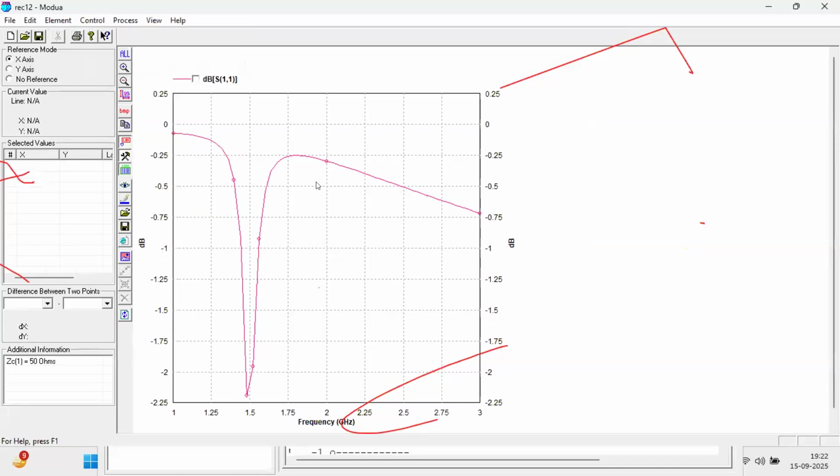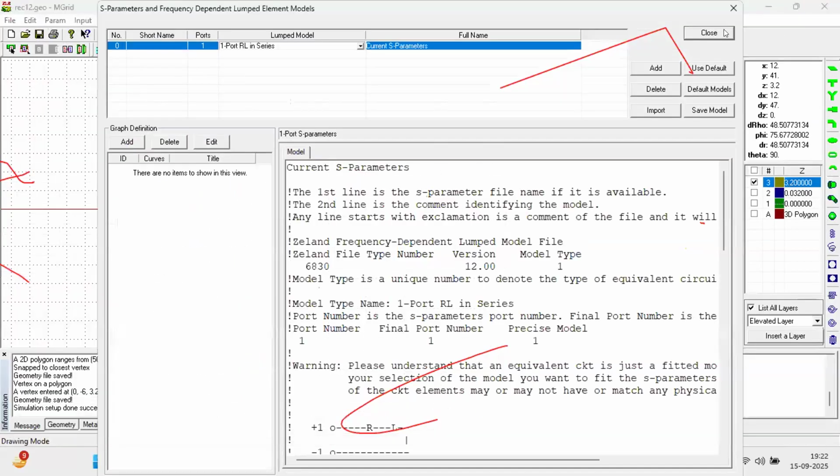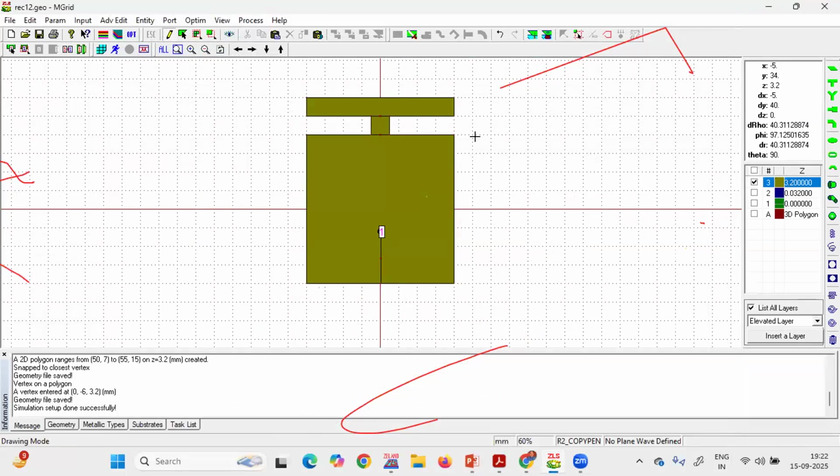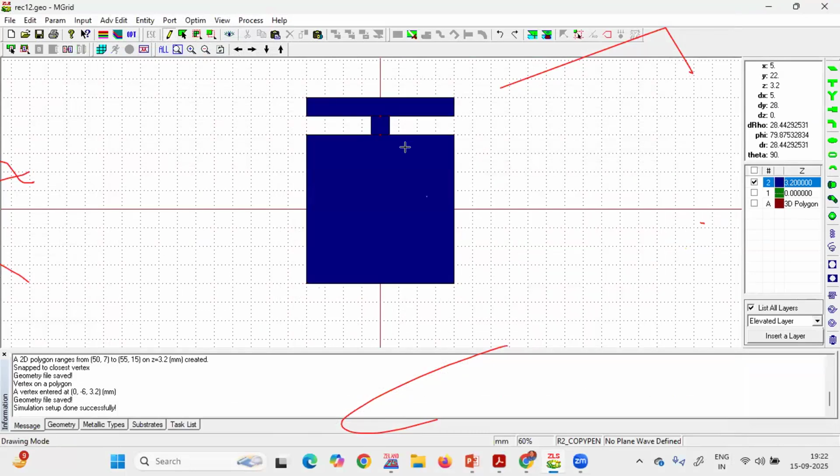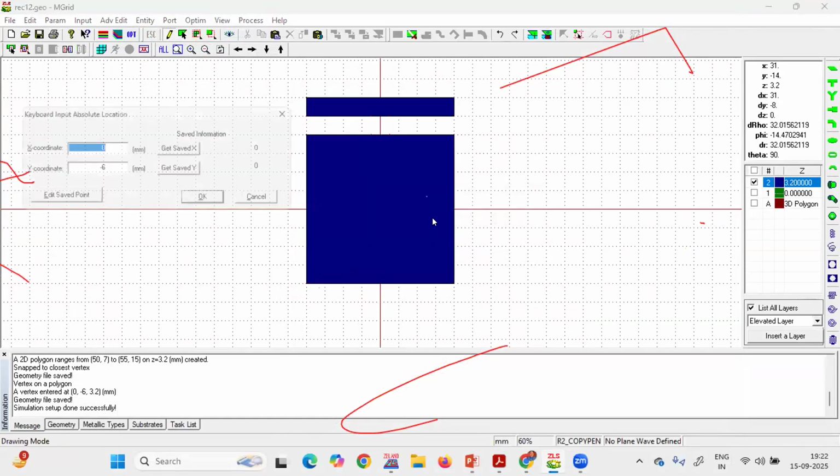I think you are able to see it is approximately operating at 1.25, but it's not perfectly matched. Now let me show you what happens when I remove this one. The switch is removed. Again, let me check.